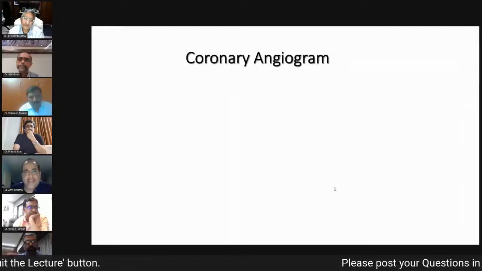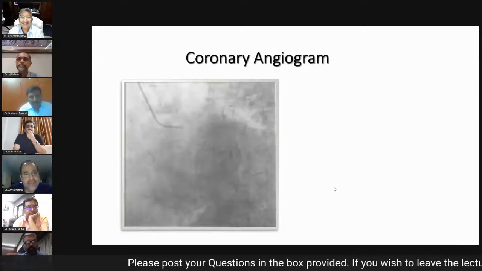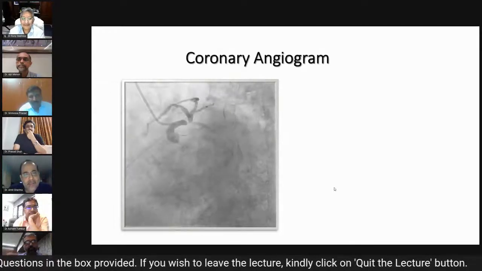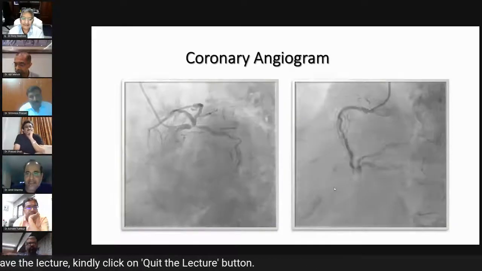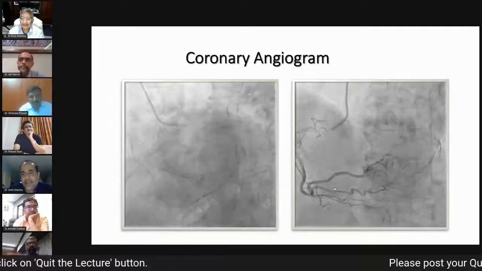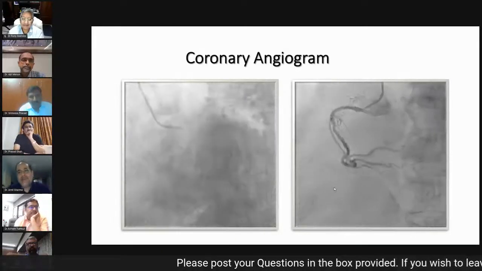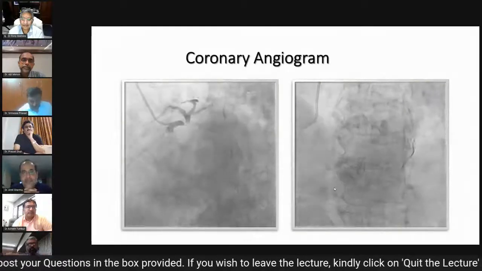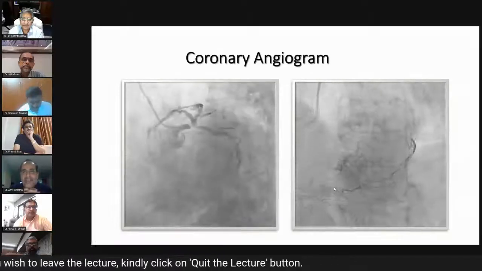This was the caudal view, again showing that the ostial circumflex is narrowed, and the distal OM continues, totally occluded, and it was seen to be filling up retrogradely from the right coronary. So this was the angiogram, and we had started inotropes. The pressures had come up to 100, 110 after the angiogram, and the contractility looked okay.